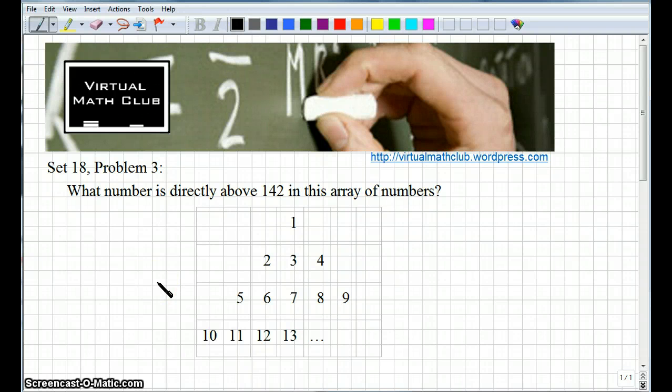All right, in problem number 3, we have this sort of triangle of numbers here. And you can see the pattern. The first row is 1, and then we have 2, 3, 4, 5, 6, 7, 8, 9. So each consecutive row has 2 more numbers in it, right? And they're kind of arranged in a triangle like this.